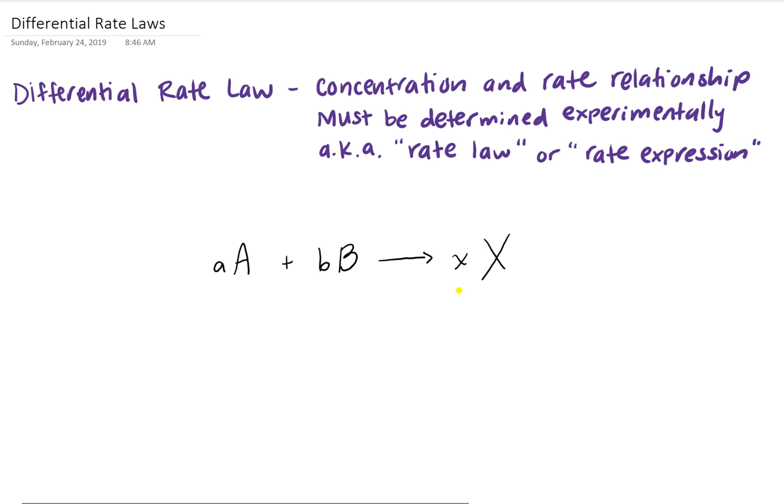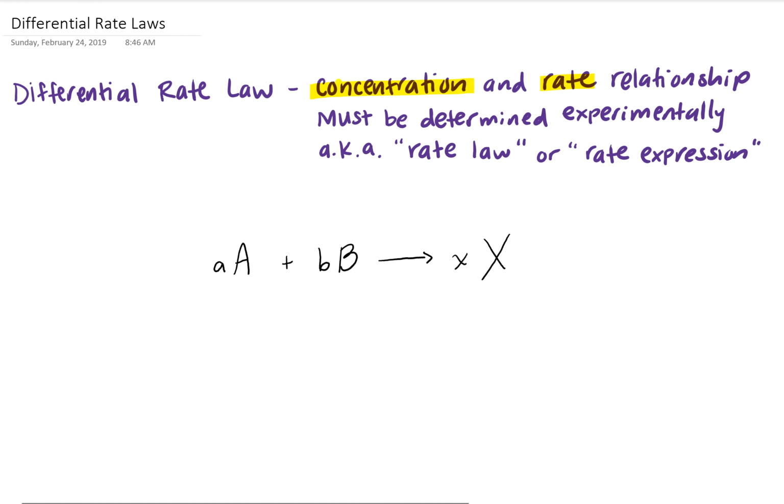Okay, so we know reaction rate means how fast the reaction is occurring, and we know that changing the concentration of reactants often changes the rate of reaction. So we need some way of showing this relationship between how changing concentration of reactants affects the rate of reaction. So we have something called the differential rate law. It shows you the relationship between concentration and rate of a reaction.